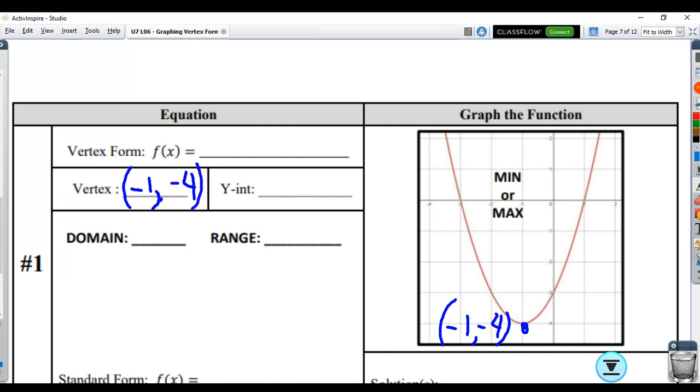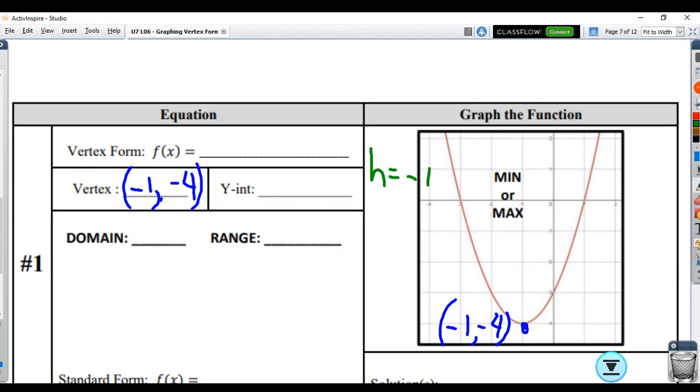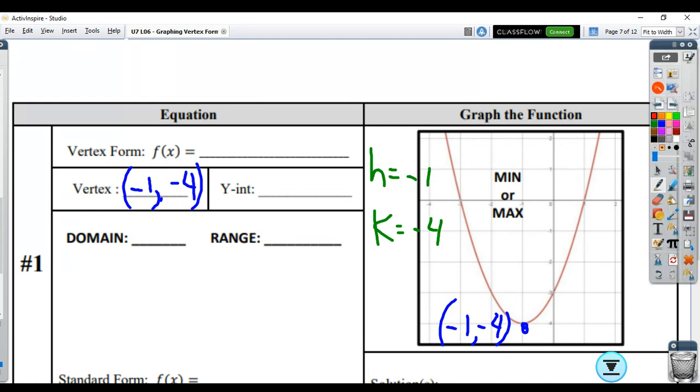So that is your vertex, -1, -4. And by identifying the vertex, you've identified the most important information, right? You've identified what your h and your k are. So if you want to, you could write that off to the side here. You could say, hey, I now know that my h is -1 and that my k is -4, right? So when you identify the vertex, you get your h and k. That's really important. So if we're going to put this into the equation, f of x just means y, right? That's the same thing as y.